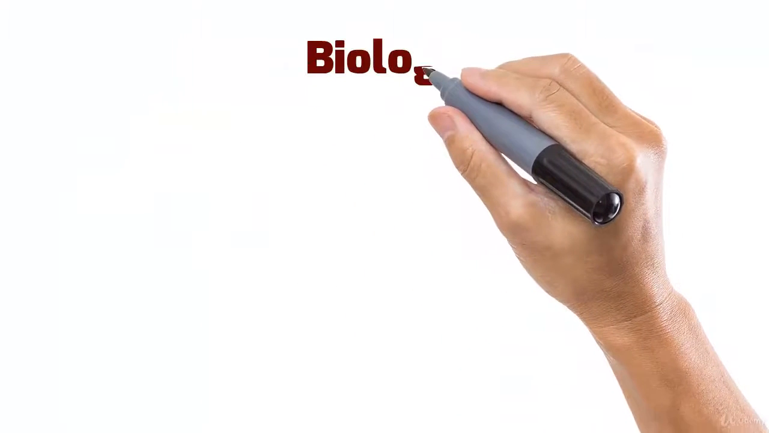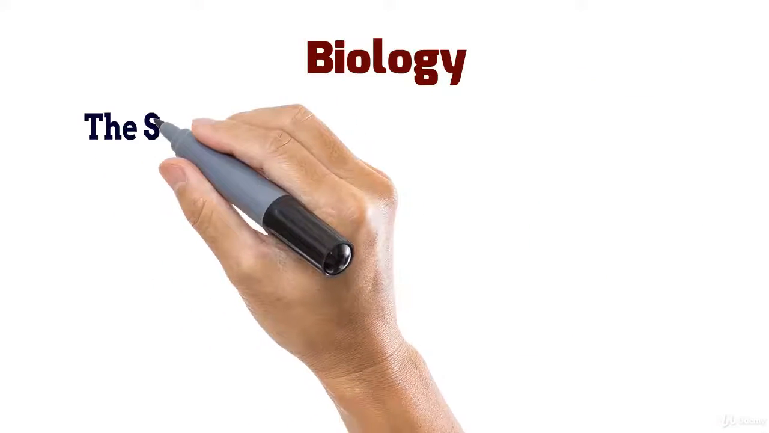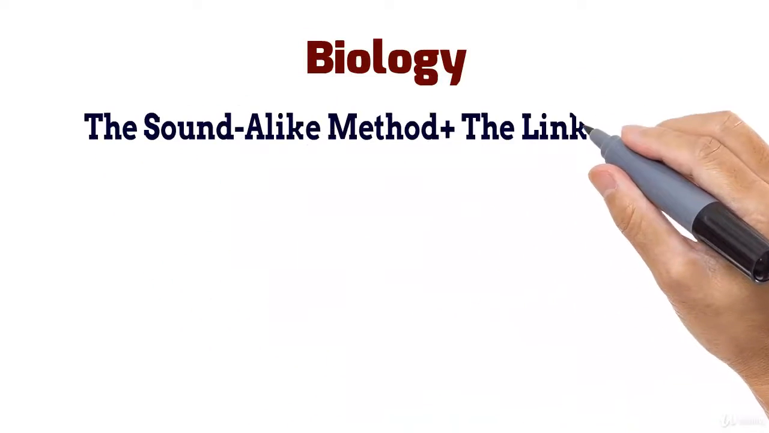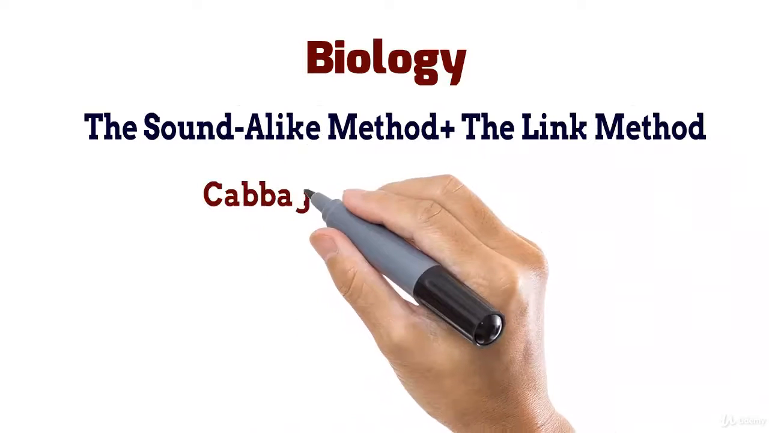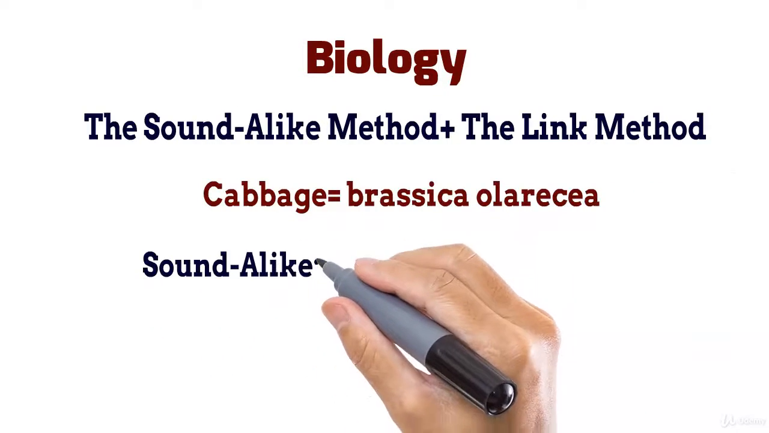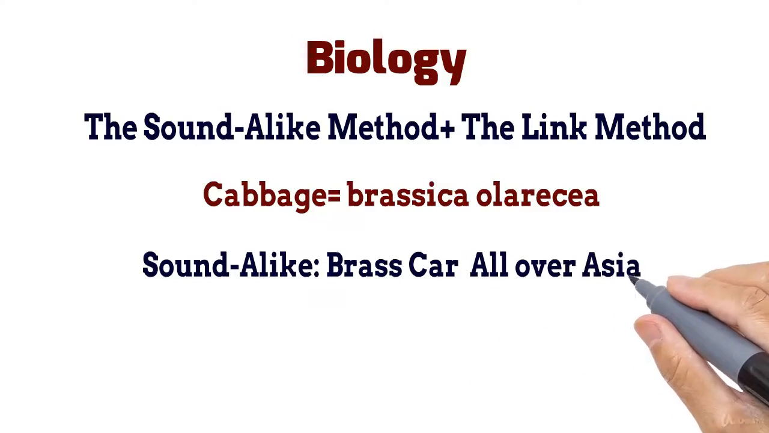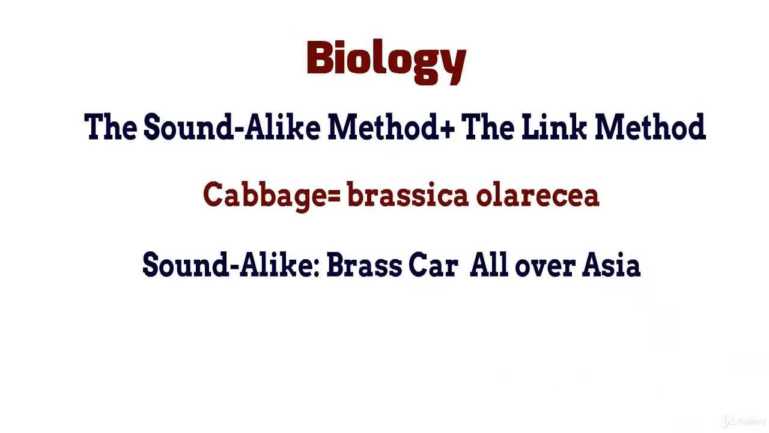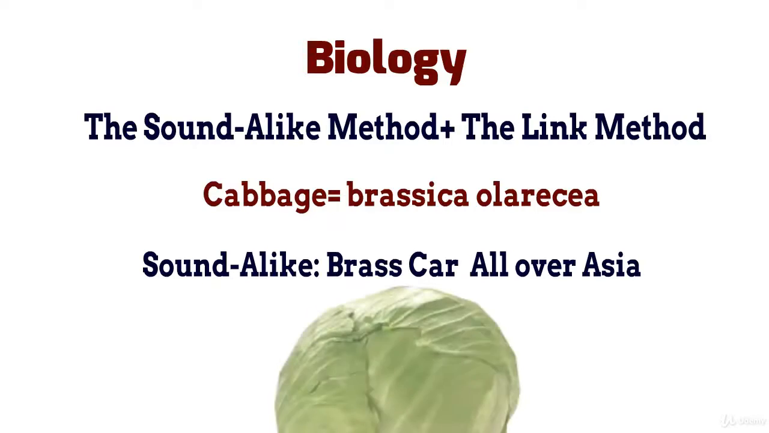For learning biology, you will find very useful the sound-alike method and the link method. For example, the Latin name of cabbage is Brassica olaricea. By using the sound-alike method, you can associate this name with the sentence, brass card all over Asia.